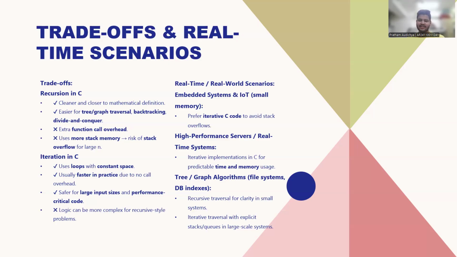In real world applications, such as embedded systems and IoT, where memory is small, iteration is preferred. In high performance servers and real-time systems, iteration ensures predictable execution time. With this, my explanation ends.